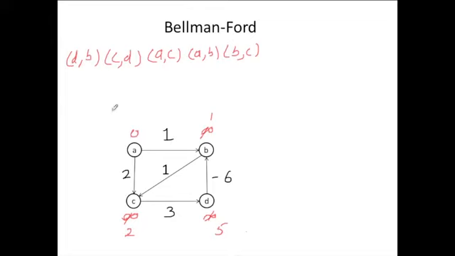Third time, D to B, 5 minus 6 is minus 1. So this will change to minus 1. Then C to D, 2 plus 3, 5 as it is. A to C, 0 plus 2, that is 2 only. A to B, 0 plus 1, and it's already minus 1, which is smaller, so no change. B to C, minus 1 plus 1 is 0, and this is 2, so this will change to 0.